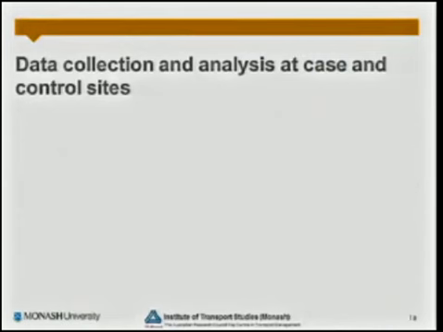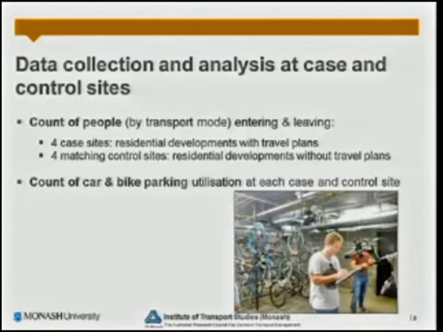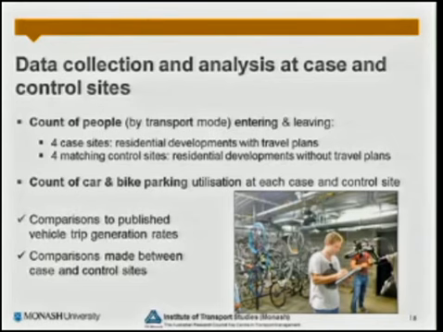So the data collection and analysis at the case and control sites, we did a count of people by transport mode who were entering and leaving the sites. So that was for the 4 case sites and the 4 control sites. We also did counts of car and bike parking on the site. So with the help of the building managers, we got access to the underground facilities and were able to look at utilisation of car spaces, utilisation of bike parking. We also did some comparisons to published vehicle trip generation rates, and comparisons then were made between the case and the control sites.